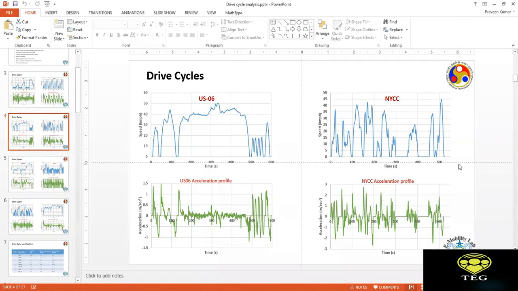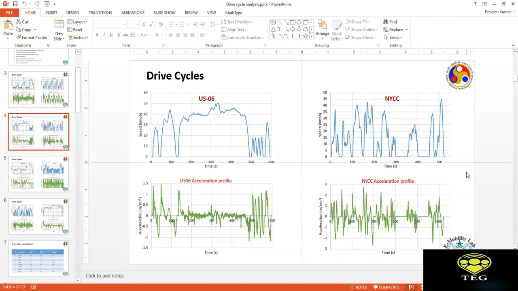Anybody? Just by observing the speed profiles, the blue curves, what major difference do you see? And to give you a hint, focus on the minimum speed. Okay, not standstill, but the low speed regions.